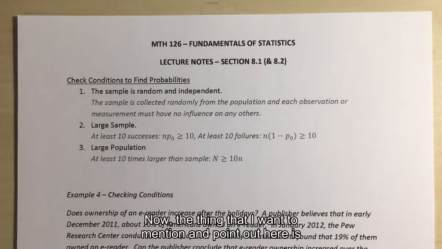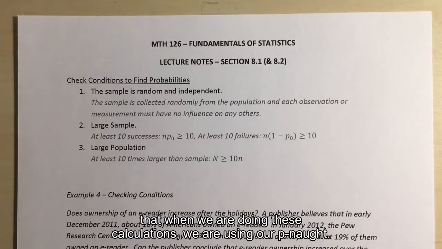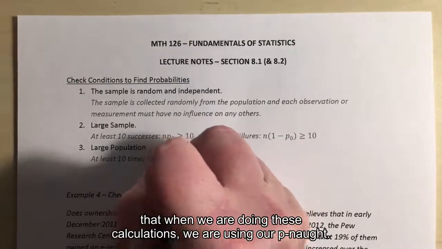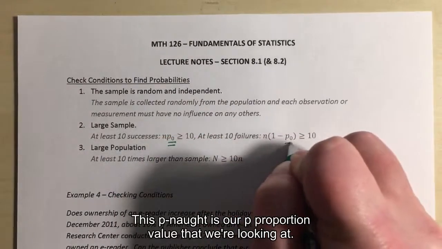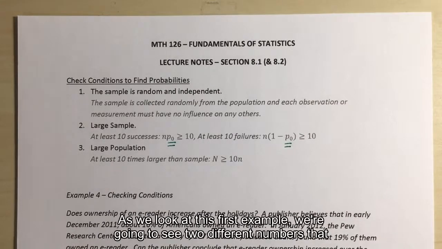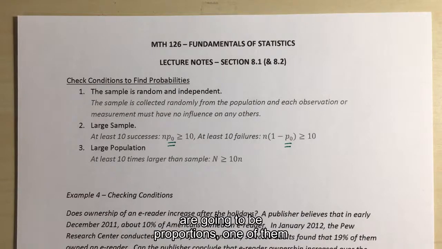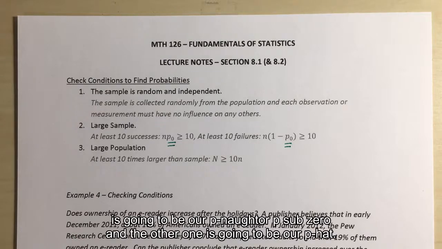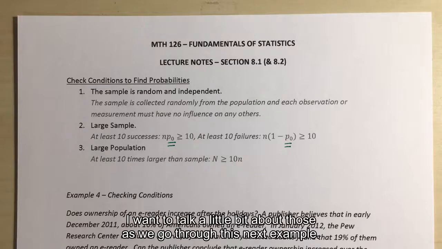Now the thing that I want to mention and point out here is that when we are doing these calculations, we are using our P-naught. So this P-naught is our proportion value that we're looking at. And as we look at this first example, we're going to see two different numbers that are going to be proportions. One of them is going to be our P-naught or P sub 0, and the other one is going to be our P-hat. So I want to talk a little bit about those as we go through this next example.